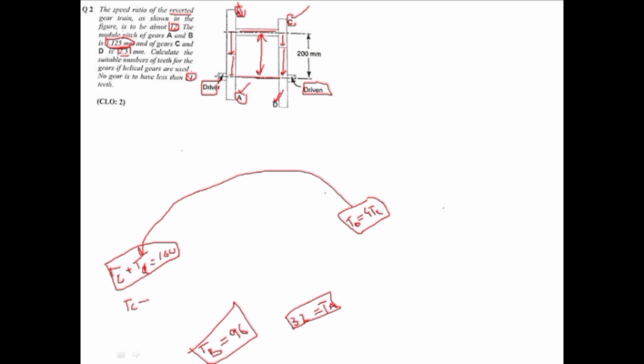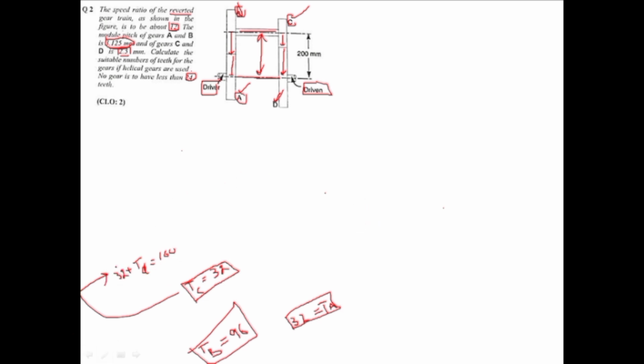Put the value of Td over here in this equation. So Tc plus 4Tc is equal to 160. So Tc plus 4Tc will give you 5Tc, and dividing 5 on both sides, it will give you 32. So Tc is equal to 32. Put this Tc value over here. It will give you 32 plus Td is equal to 160. Bring this 32 on the other side of the equality. It will give you Td is equal to 160 minus 32. And that will give you Td is equal to 128.